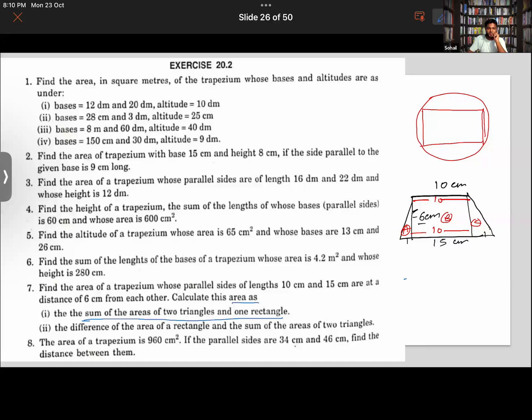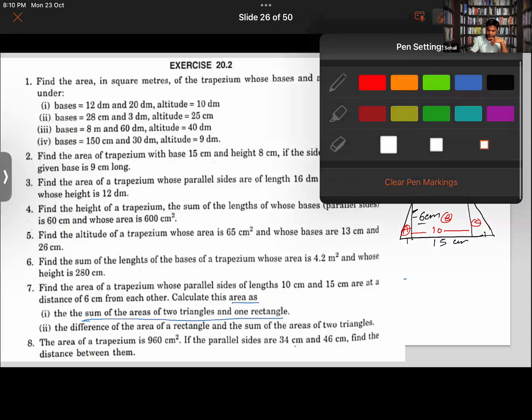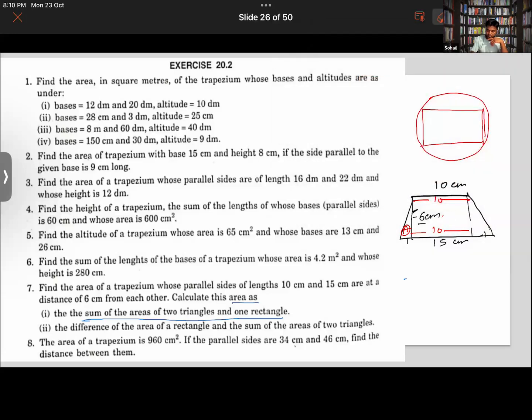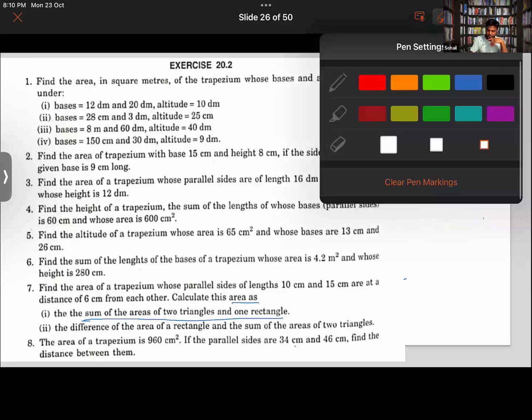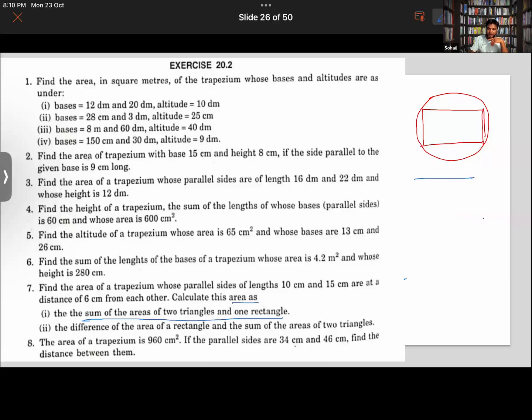Good. Attempt question number 8. Yeah, Ahmed. Question number 7, did you get the solution of it? Look here, I will be explaining it again. Do you want me to explain it again, Ahmed? Okay, look here.